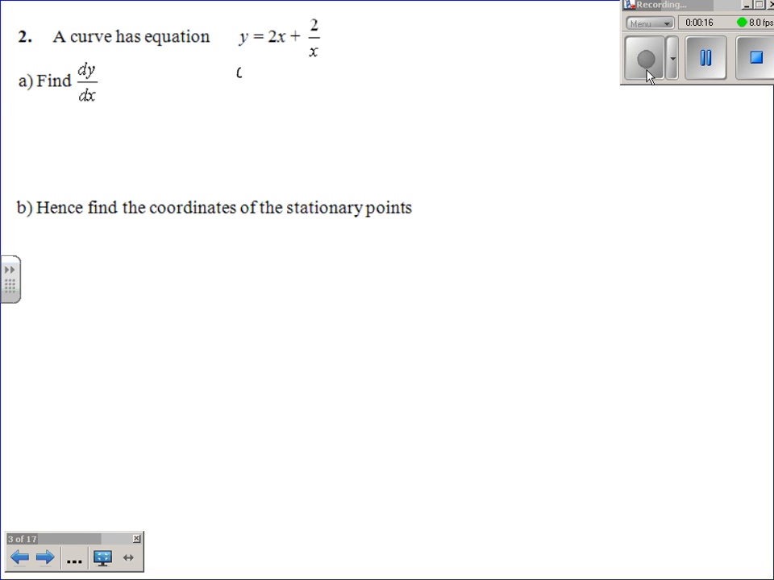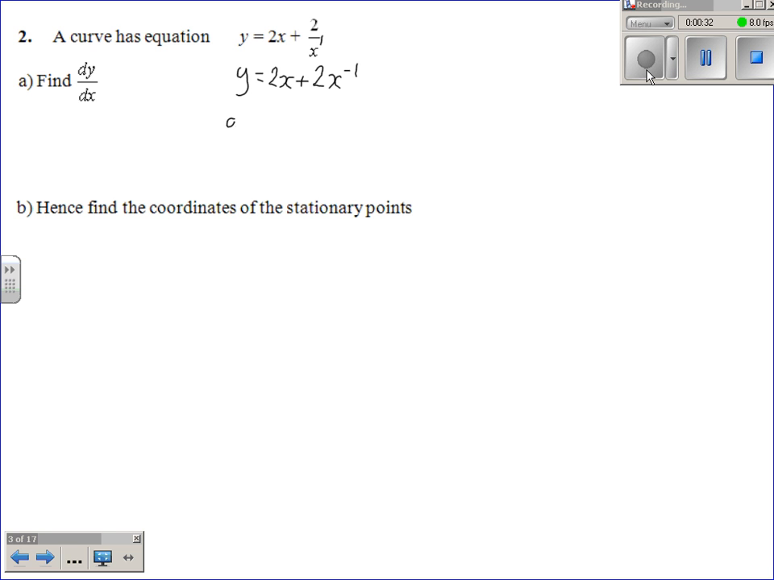So if we just look at that first of all, y equals 2x plus, you've got x on the denominator there with the power 1, so you can bring that up. Keep the 2 where it is, don't get confused with the 2, it's just a 2, so leave it there and bring that up. So it's all ready now.